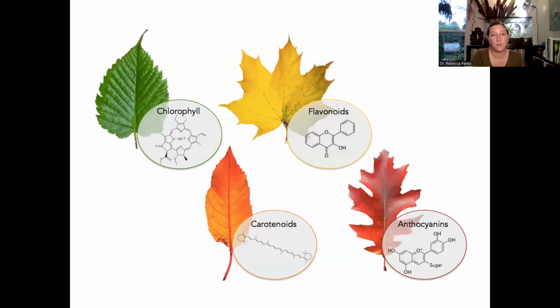All right. Yep. So this is just to show you some examples. You don't need to know the different names of these different chemicals. I'm just showing you how there's variation in the fall colors.